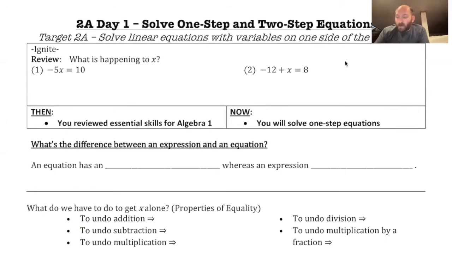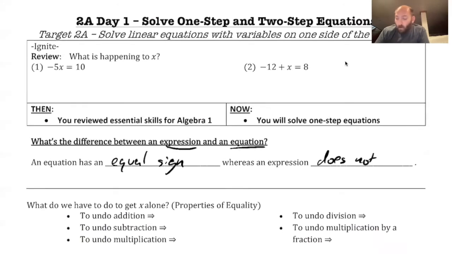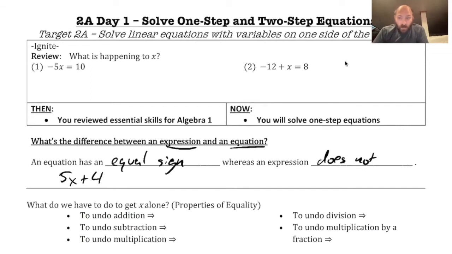So, real quick, an equation, let's differentiate that from what we had before. What's the difference between an expression and an equation? An equation has an equal sign, whereas an expression does not. From what you've seen before, we would have had something like 5x + 4. That's the expression. I'll move that over here, close to the expression. That's an expression. But if I do this, 5x + 4 = 10, now it's an equation. All it takes is that equal sign right there.